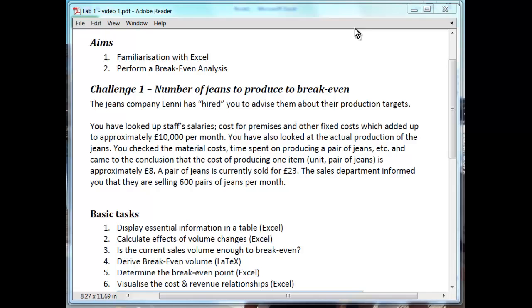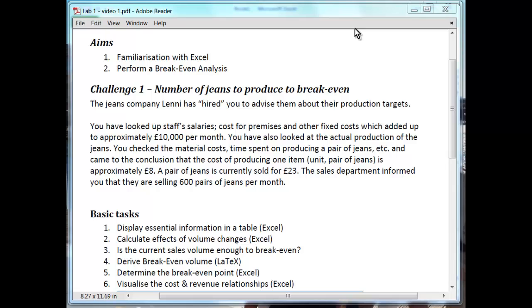And now the interesting part is how much should we actually sell that pair of jeans, and well, it is sold for £23. Then another interesting parameter is how many jeans are they currently selling per month, and this number is 600. Okay, what shall we do?